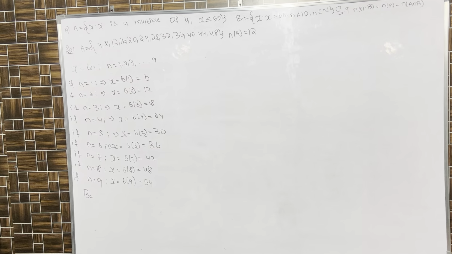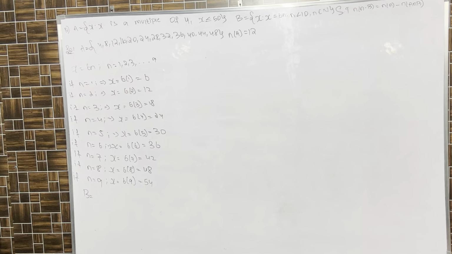So this is the set B. Number of terms in B is not required. We have to do n of A minus B and n of A intersection B. n of A we already got. n of A is already there, which is 12. First we have to do A minus B and find the number of terms in it. Then we have to do A intersection B and find the number of terms in it. First let us find A minus B.